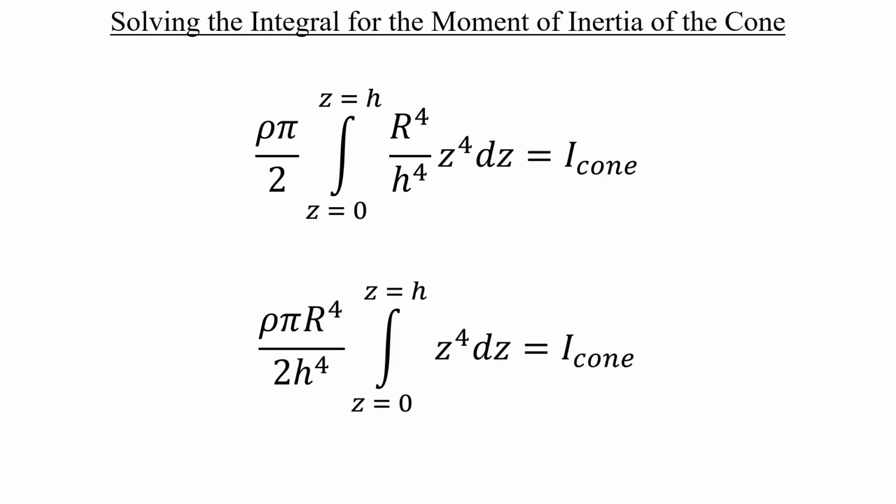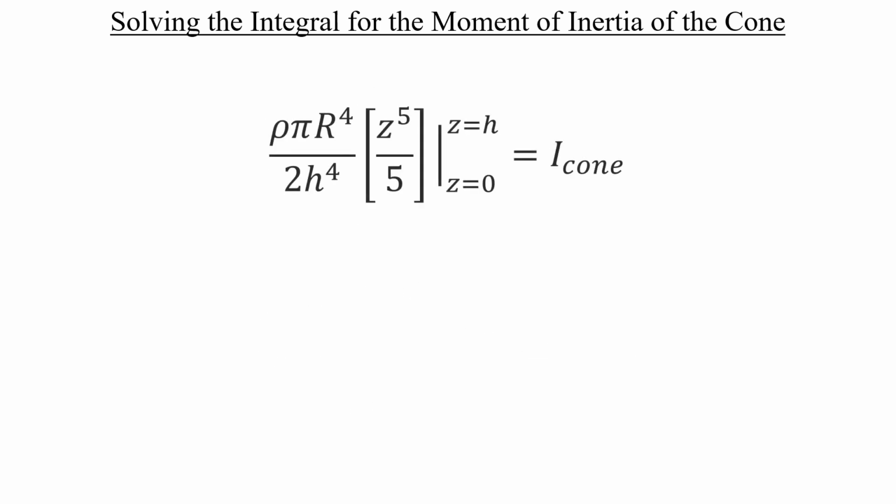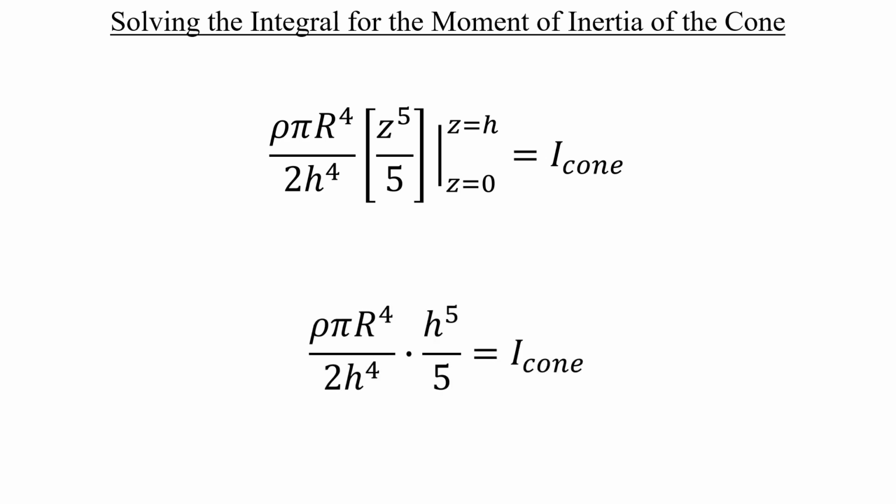We can use the power rule of integration, which means we're going to increase the exponent by 1 to 5, and then divide z to the fifth by 5, okay, like this. And evaluating at the endpoints is super easy too, since one of them is just 0. So all we have to do is just plug in h for z, and here's what we get.